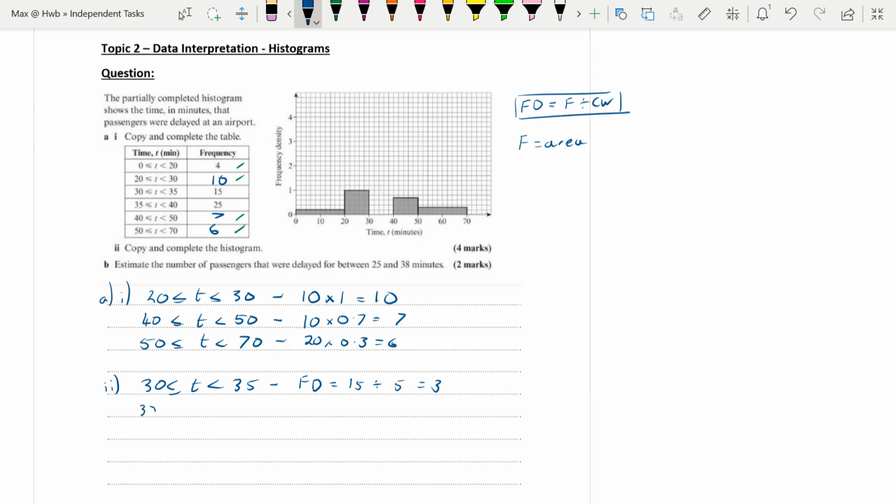I've got 35 to 40, and I got my frequency density. My frequency is 25, my class width is 5, so this is going to have a height of 5, okay? Now, usual things, you should be using a ruler and pencil, okay?